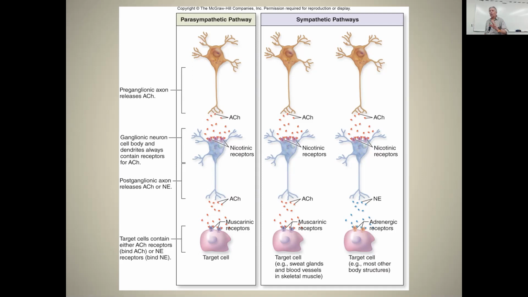And there are two types of adrenergic receptors. We're going to get to that too, alpha and beta. But sometimes in sweat glands, blood vessels, and skeletal muscle, the target cell has muscarinic receptors, and the postganglionic axon terminals release acetylcholine, even though this is a sympathetic system.